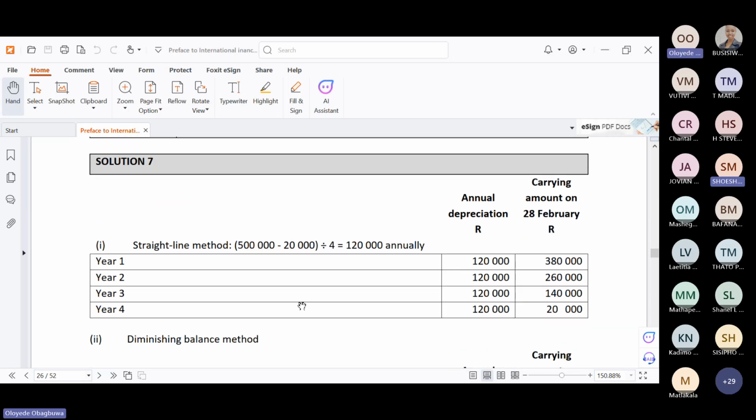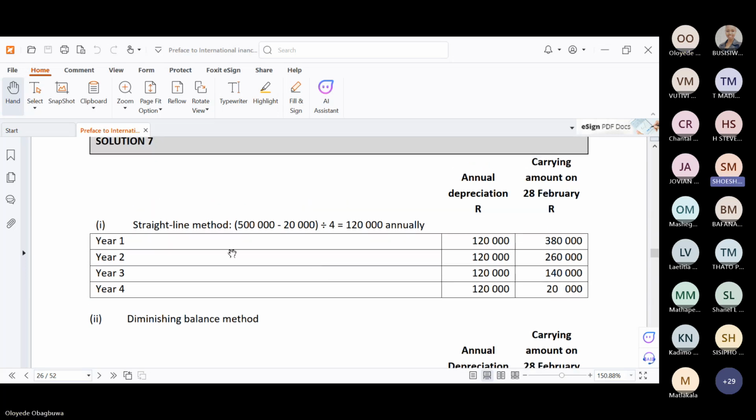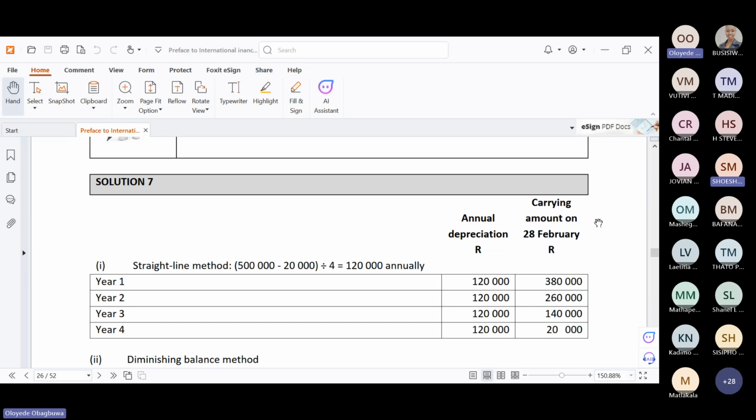For the straight line method for year one, when you use 500,000 minus 20,000 divided by 4, it is 120,000 annually for 4 years. Annual depreciation is 120,000. You can see the carrying amount: 500,000 minus 120,000 is 380,000, then 260,000, 140,000, 20,000.